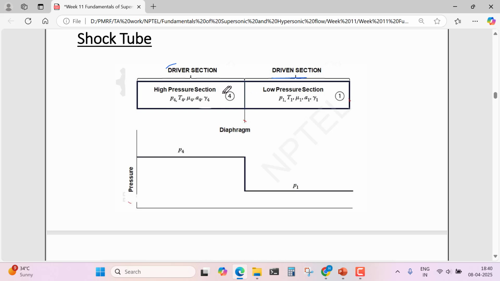And let's say the driver section conditions are denoted by number 4: pressure P4, temperature T4, mu4, A4, gamma 4, and the molecular weight M4. And for the low pressure section, its pressure and temperature are P1, T1, mu1, A1, gamma 1, like this, and the molecular weight of the gas is M1. Both sections are separated by one diaphragm.